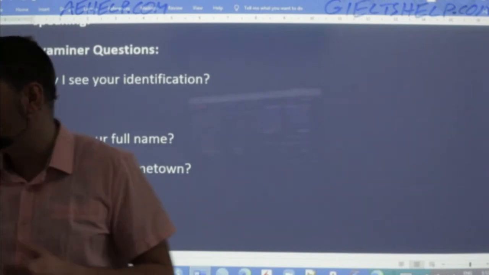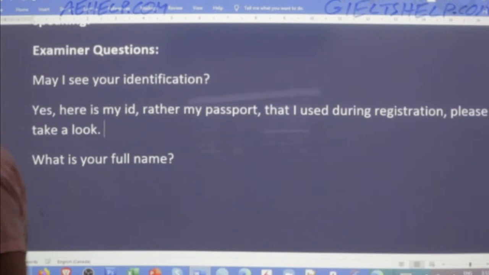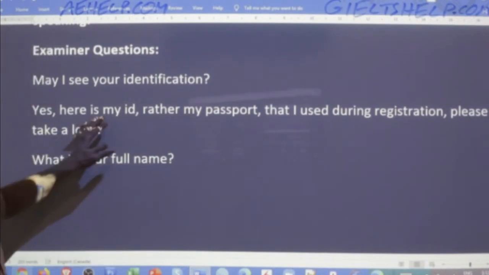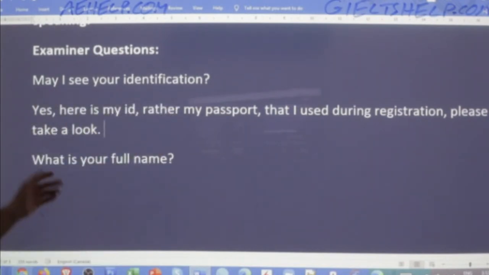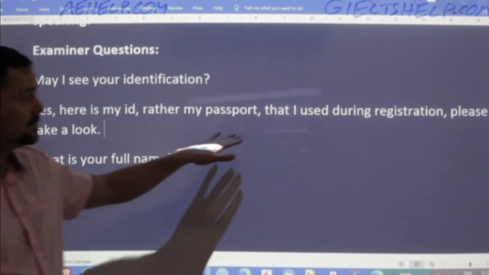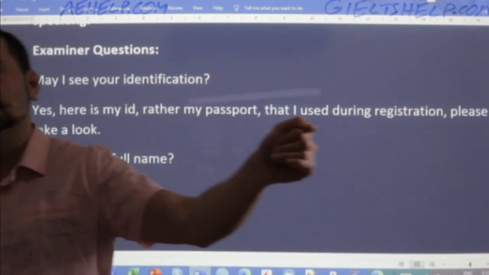So instead of identification, you can say, yes, here is my ID, rather my passport that I used during registration. Please take a look. Okay, so I'm doing some nice iteration here, some nice paraphrasing. Repeat after me. May I see your identification? Yes, here's my ID, rather my passport that I used during registration. Please take a look. And then you pass them that.